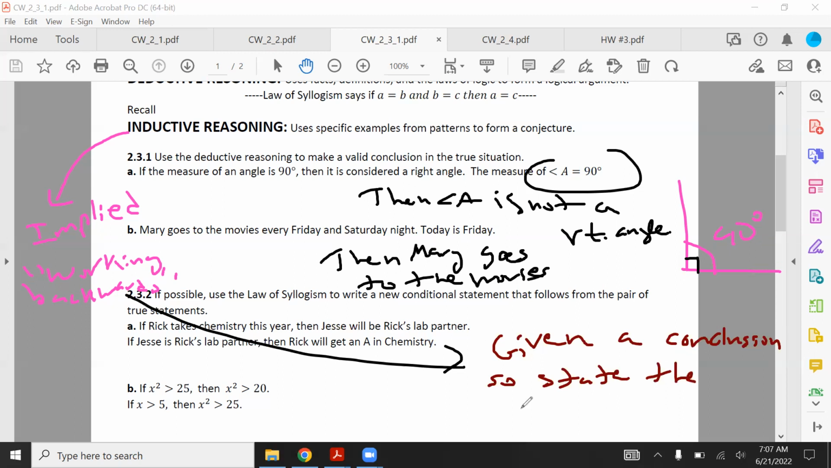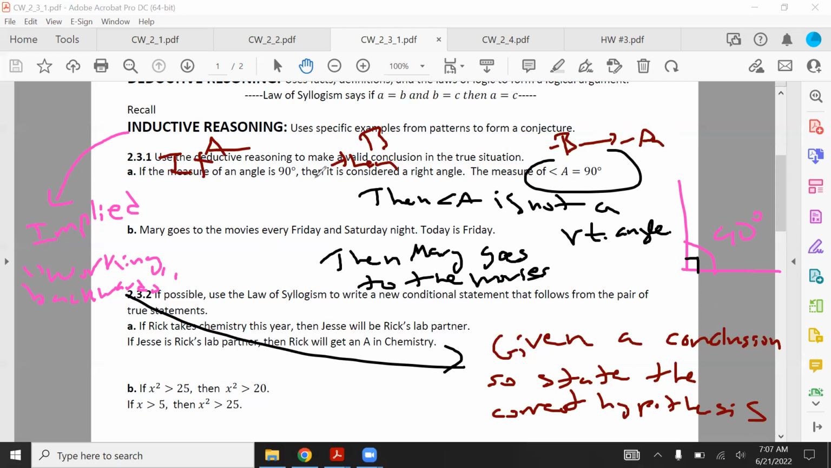So state the correct hypothesis. That's why it's working backwards. Because here's your if, here's your then, and of course here you're told, so that's A and that's B. So you're told not B, then not A. Because remember, contrapositives are logically equivalent to original statements that are true.